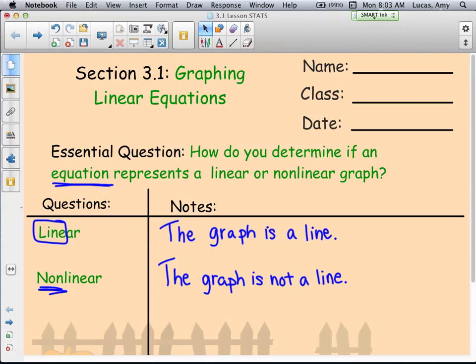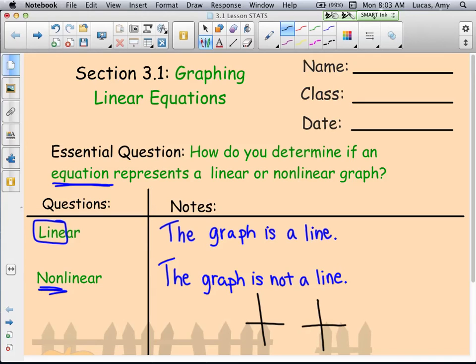Now, nonlinear graphs, something that is not a line. I'm going to draw a couple of sketches for you. Something that is a line could be diagonal, could be horizontal or vertical. Something that is not a line might have a curve to it, like that. Might have a curve like this. Or it might look like it's a line, or a combination of a couple lines, but it's not.